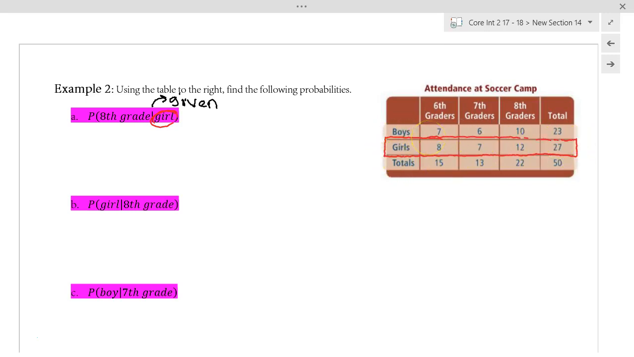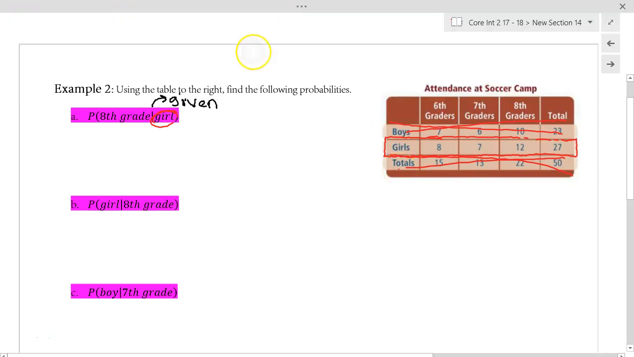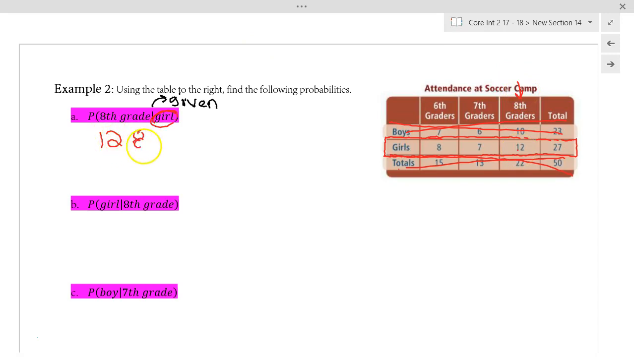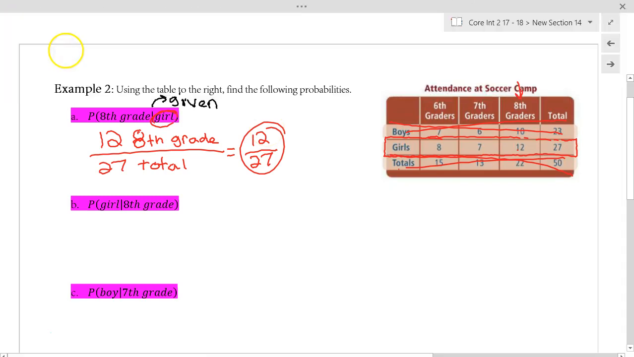I'm going to circle that on my chart. Okay. So I'm only looking at girls on my chart. I can completely ignore the other 2 columns. I'm not going to use any numbers from there. So what is the probability they're in 8th grade? Well, looking under 8th grade, there's 12 8th grade out of 27 total. So that's 12 out of 27. Easy enough. Be careful, because it does matter which one you look at.